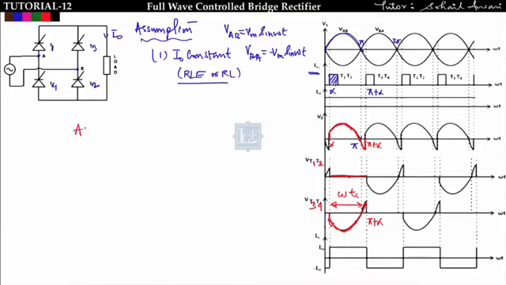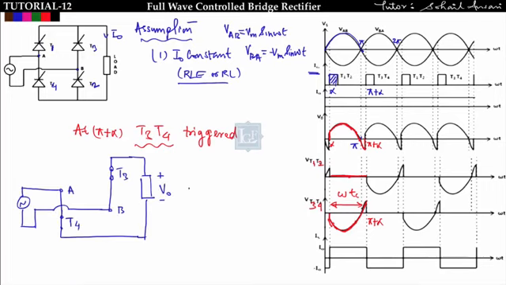Now what is happening after pi plus alpha? At pi plus alpha I am triggering T3 and T4. The moment T3 and T4 are triggered, the circuit will look like this. When you trigger T3 and T4 at pi plus alpha, T3 and T4 can be replaced by a short circuit, and the circuit will look like this.